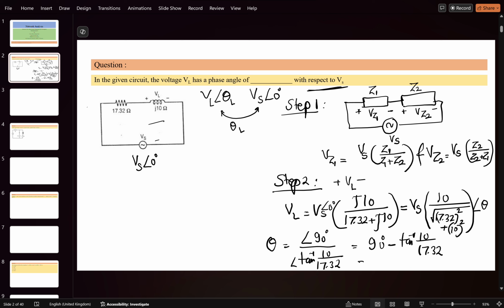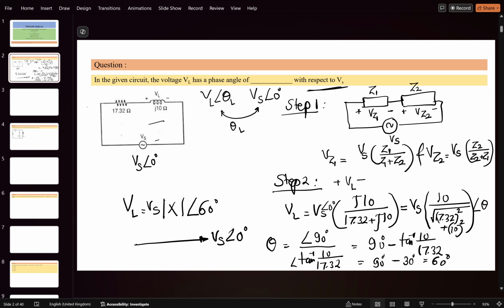If you solve it, it will come out to be minus 30 degree in the denominator, and here 90, so it will come out to be 60 degree. It means that VL will come out to be VS and some magnitude of VL, suppose I am considering X, and some angle at 60 degree. We have taken VS as reference, VS angle 0 degree. So now it is coming 60 degree leading. This VL is 60 degree leading. So now the answer will be 60 degree here. Any doubt in this?